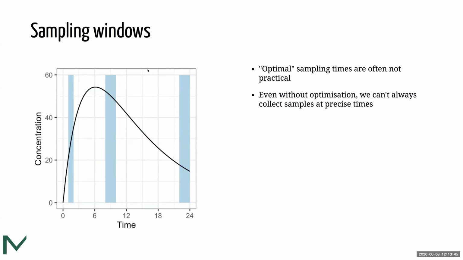Even if you're not optimizing a design, you can't always collect samples at precise times. So if you put 2 hours in your protocol, what happens if you collect a sample 5 minutes or 10 minutes or 20 minutes before that time? So you can construct windows around these times even if you're not optimizing. And there are ways of optimizing the width and the placement of those sampling windows, or you can just determine them manually and look at the effect on the design.